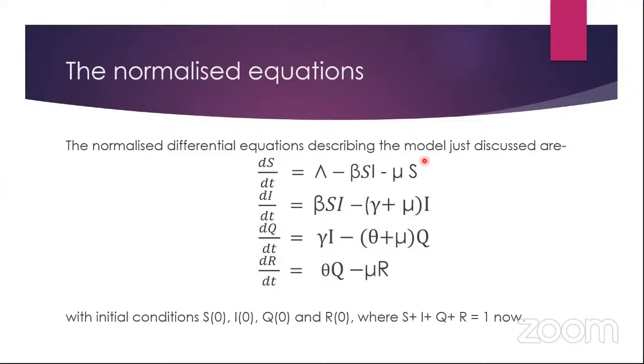normalized equations become dS/dt equals lambda minus beta S I minus mu S, dI/dt equals beta S I minus gamma plus mu times I, dQ/dt equals, and so on. Here we have used the same symbols for this normalized part and the original part. And the initial conditions are S naught, I naught, Q naught, and R naught. But now S plus I plus Q plus R equals 1.